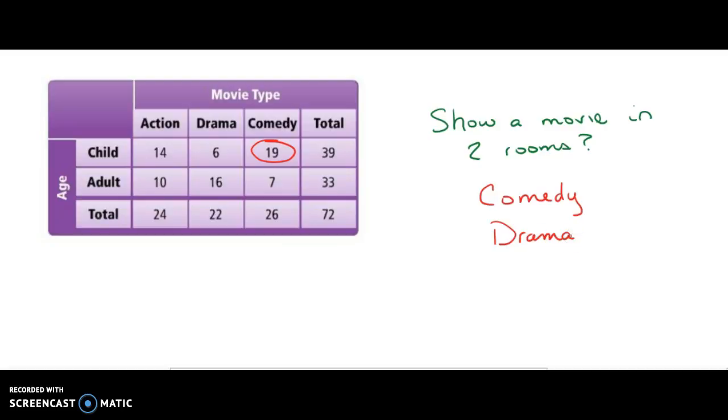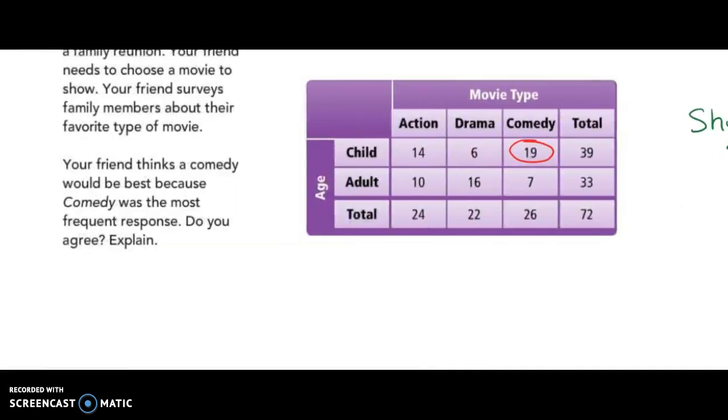So if we're going to have a children's room and an adult room, then we could probably do a comedy and a drama, which is very different from our last one, in which we decided that action was probably the best type of movie because it fit with most people.